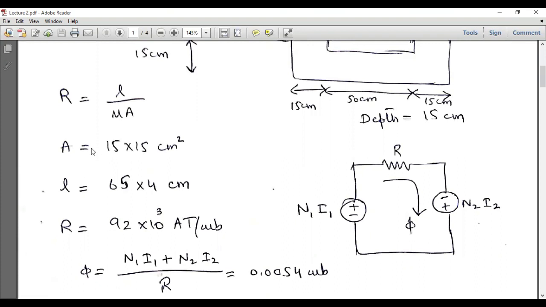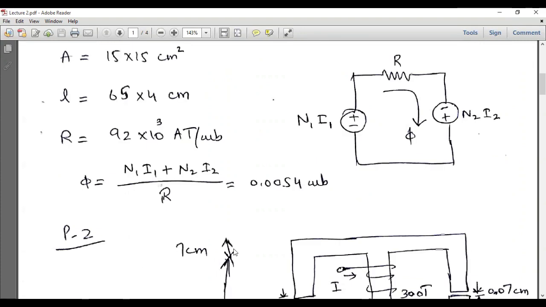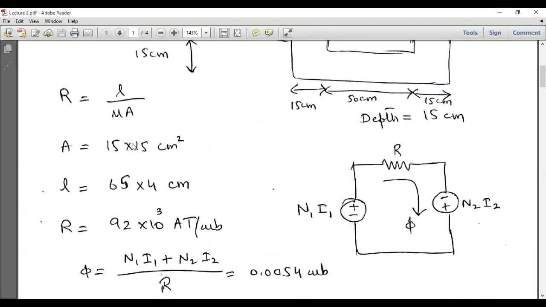So the area is calculated as 15 multiplied by 15 centimeter square. Since we can see that the mean path length, which is calculated from the midpoint of each leg, is 65. 15 centimeter is the total width, but half of the width will be 7.5, and similarly 7.5 centimeter will be over here. So 15 plus 50 is equal to 65. So 65 multiplied by 4 will be the total length of the core. By using these values in this expression, the calculated reluctance is 92 times 10 to the 3 ampere turns per Weber.